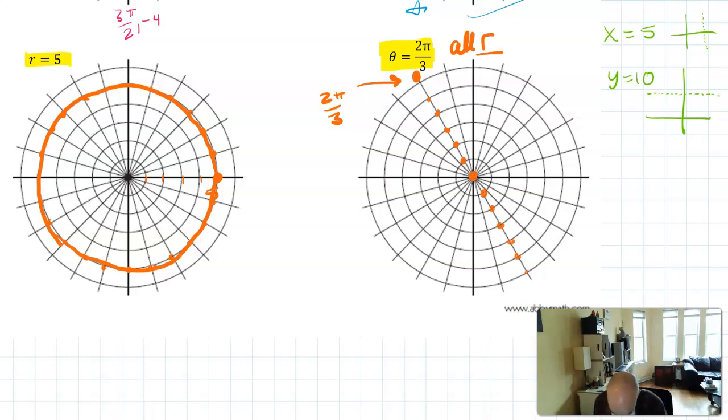So what is theta equals 2 pi over 3? It's technically a line through the origin. So circles centered at the origin and lines through the origin have these kind of weird looking equations because they're missing a variable, but they're actually the easiest things to plot, and that's why I saved them to last. So if you see that, don't get scared. That's what they look like.